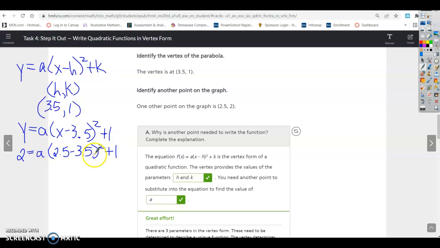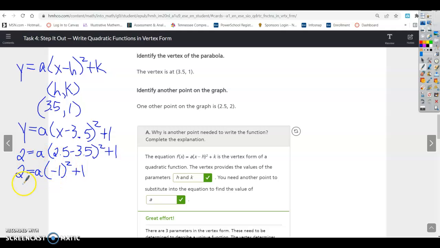And then we're going to solve it for a. So remember, always solve using order of operations. So I'm going to have 2.5 minus 3.5. You do inside parentheses first. So that's what, negative 1 squared plus 1.